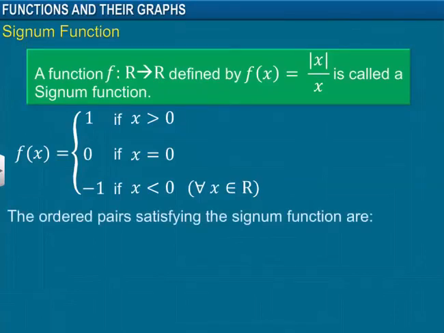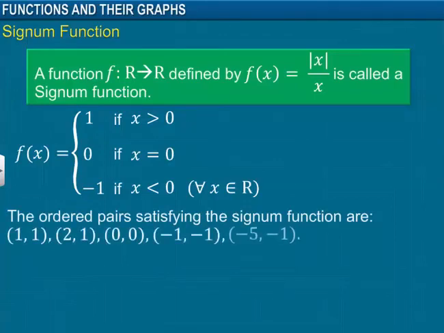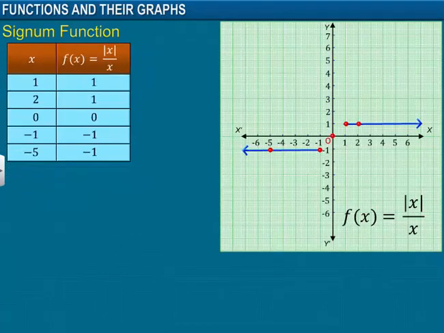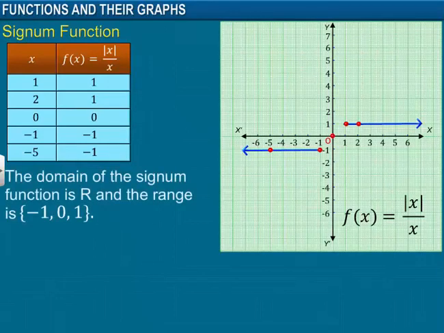Some ordered pairs satisfying the Signum Function are on plotting these points on the Cartesian plane and then joining them, we get the graph of Signum Function f of x is equal to mod of x divided by x. The domain of a signum function is the set of real numbers, and the range is the set having the elements -1, 0, and 1. It is also written as sgn x.